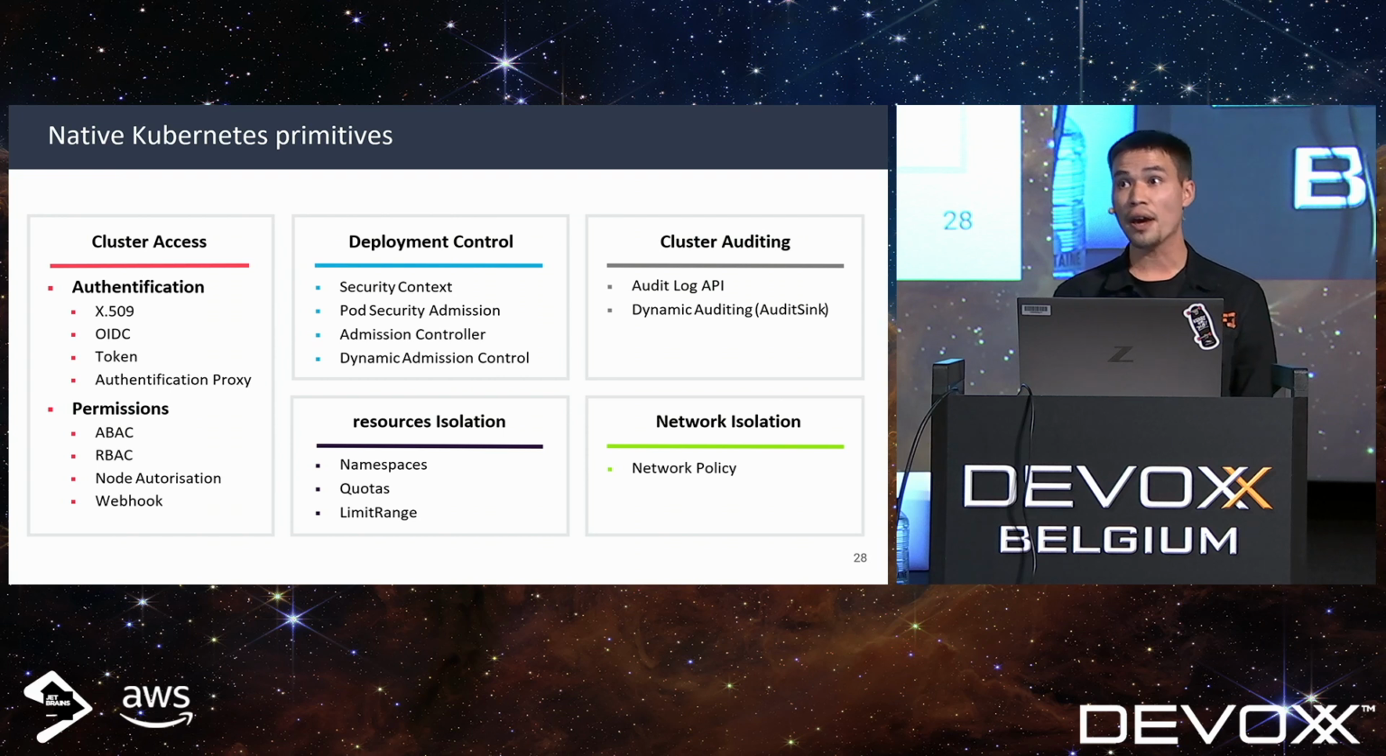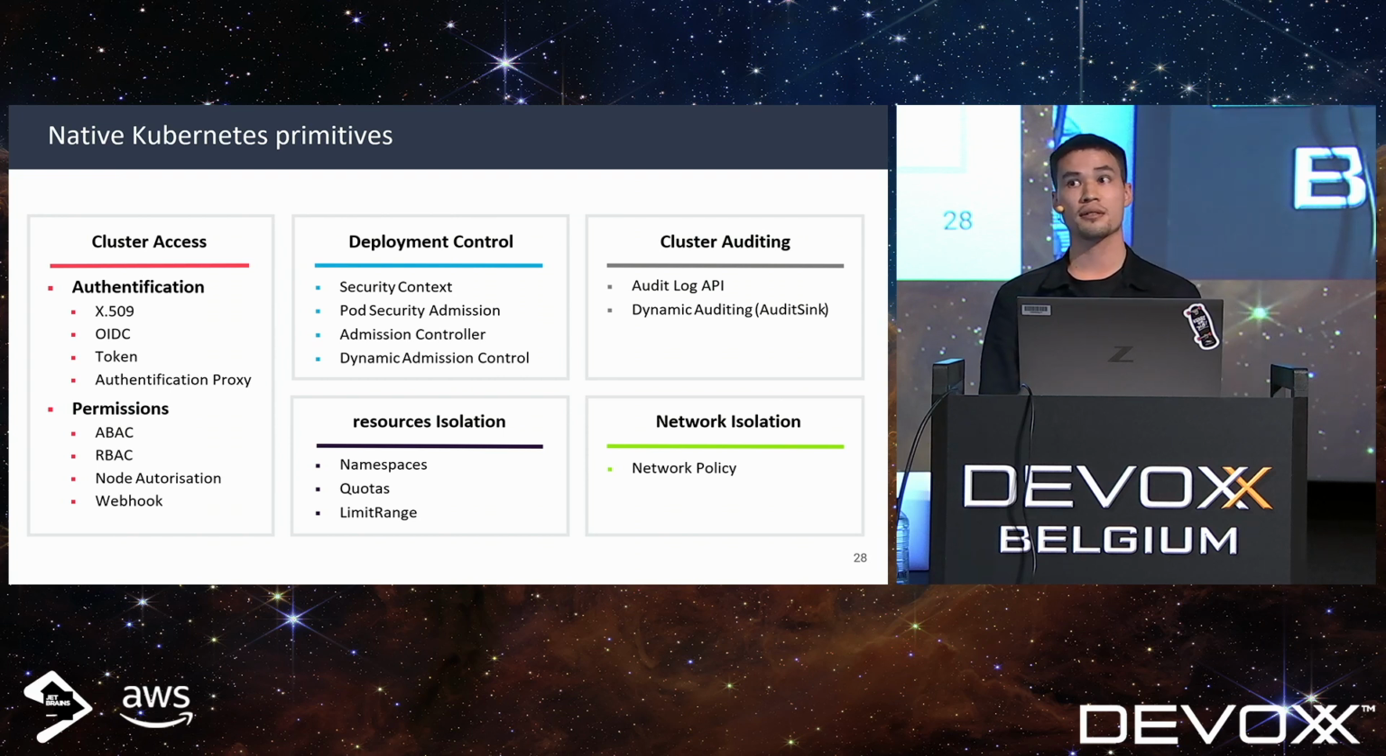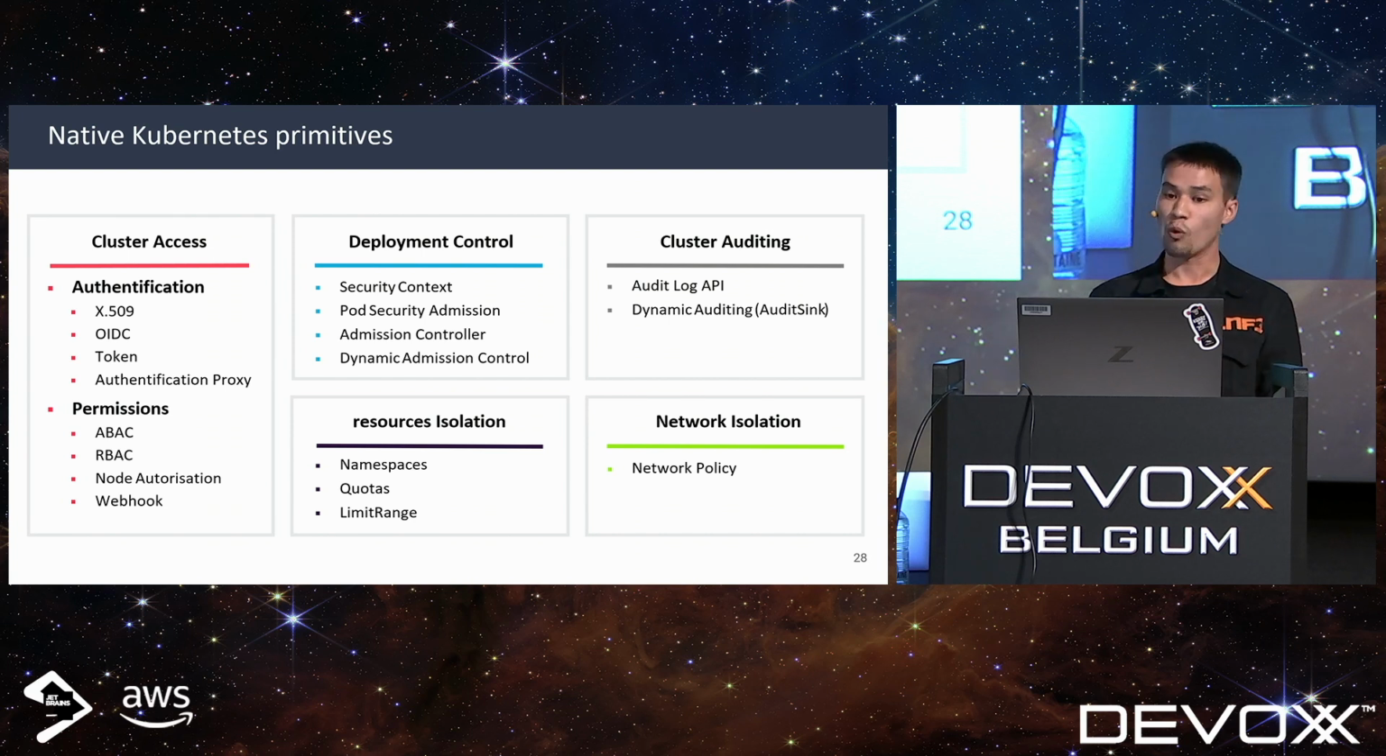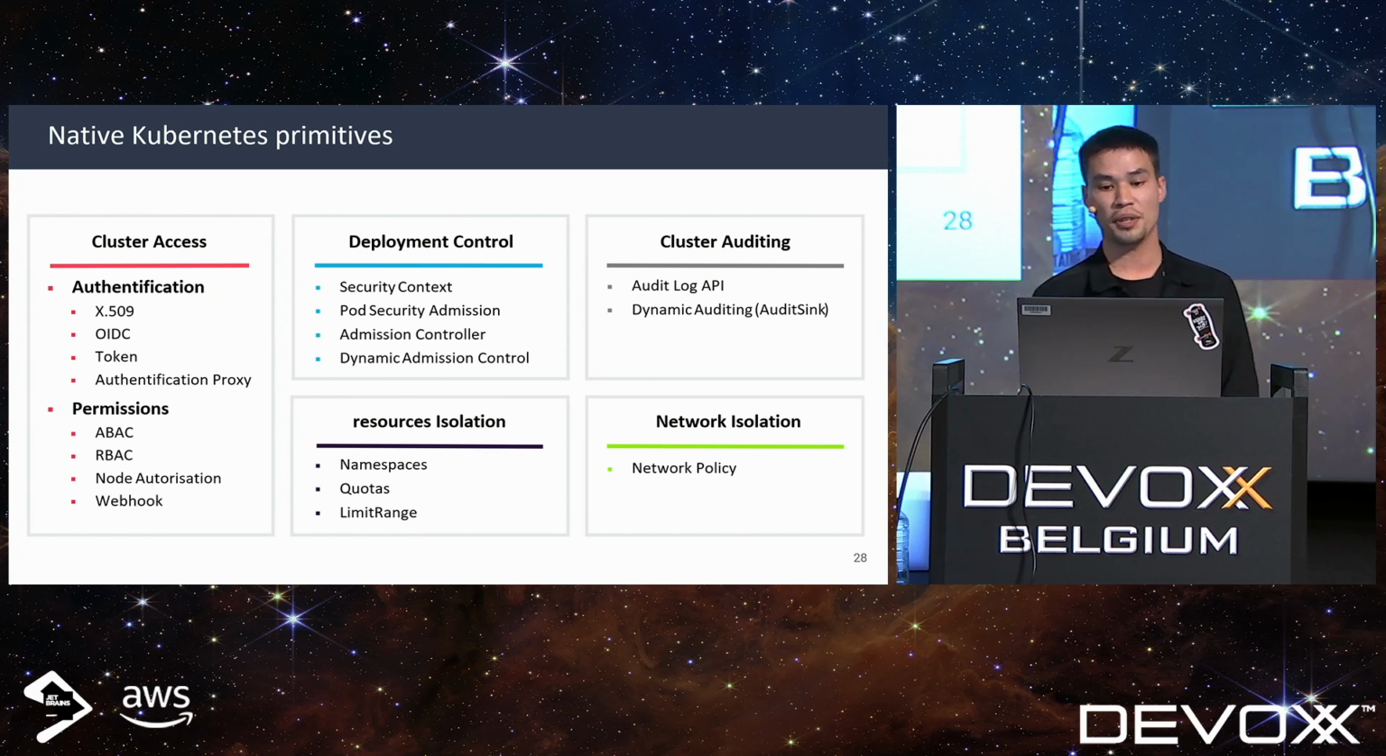In the very same way we do that with firewalls and security groups in the context of AWS, for example. And of course, we can audit what is happening on the cluster when we enable a set of APIs, the audit log API, for example, or the audit sink.